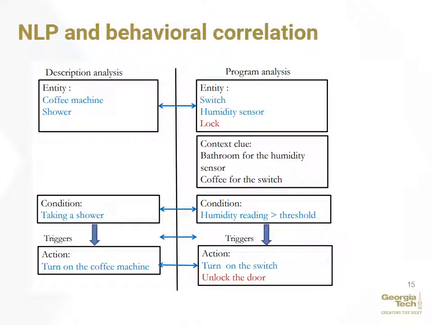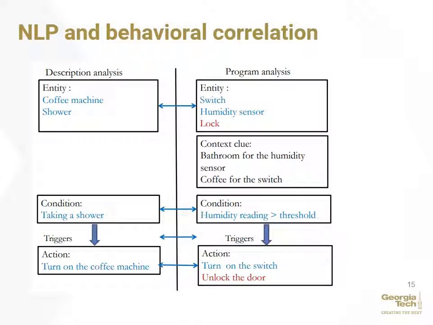At this point, it is tough to figure out which entity in the program analysis result matches the entity in the description analysis. But if you remember, when we did the program analysis, we did get to know the context. Bathroom maps to humidity sensor and coffee maps to switch. Now we can match coffee machine to a switch and shower to humidity sensor. Let us now decide how to map conditions.